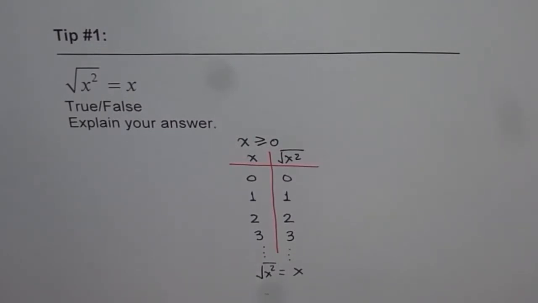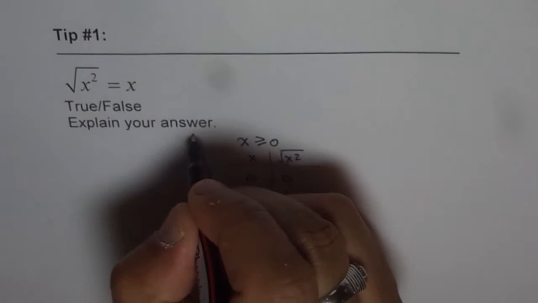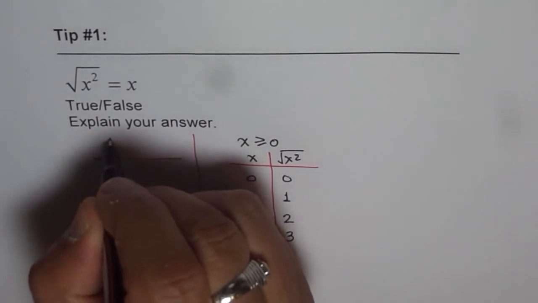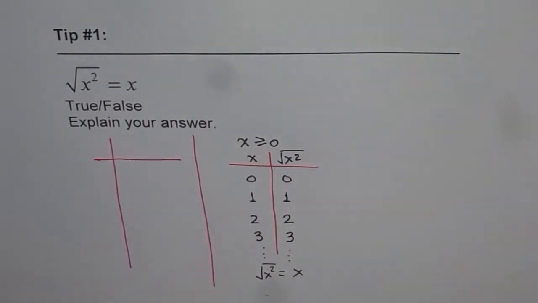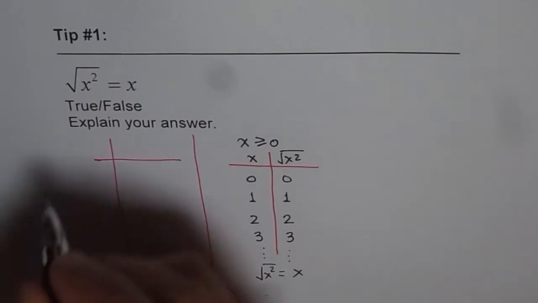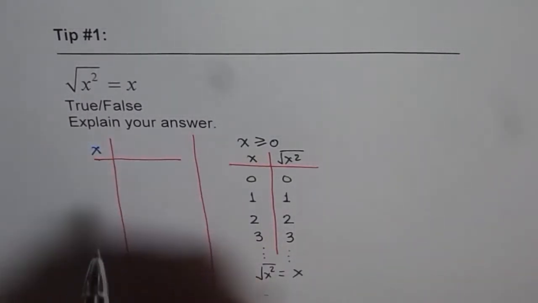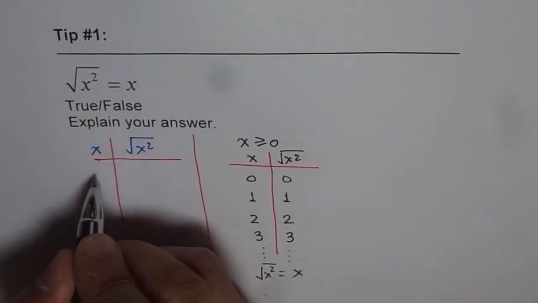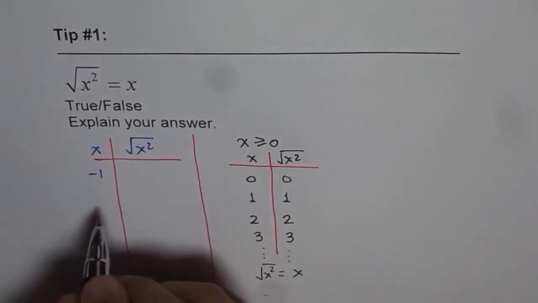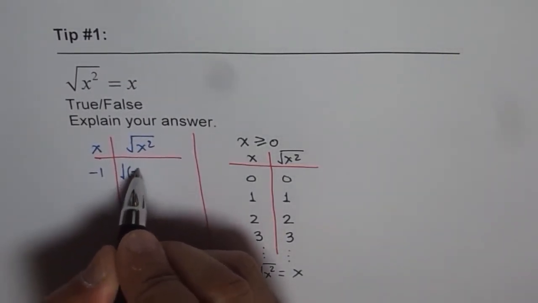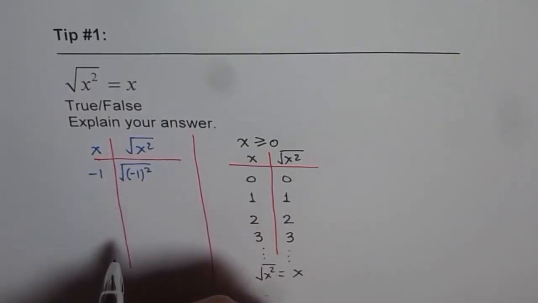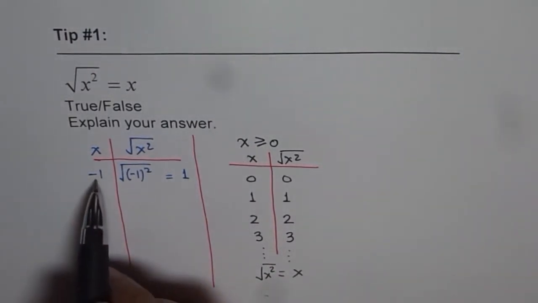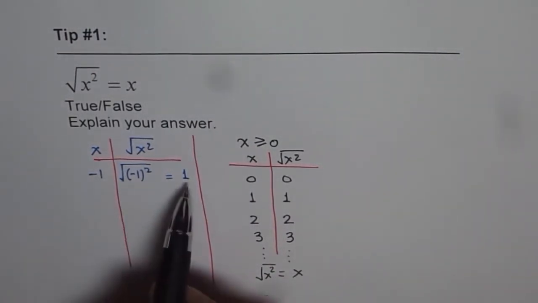Now let's try the values when x is less than 0. Okay, so we'll try them on the left side. So let's put some values for x and see what are the values for square root of x square. Let me use a different ink here. So we have x values and square root of x square. So we're trying negative values. Let me try negative 1. So if I put negative 1 for x, then what do I have? Negative 1 square is indeed positive 1, and so we do get an answer which is positive 1. As you can see, it is not negative 1, it's positive 1.